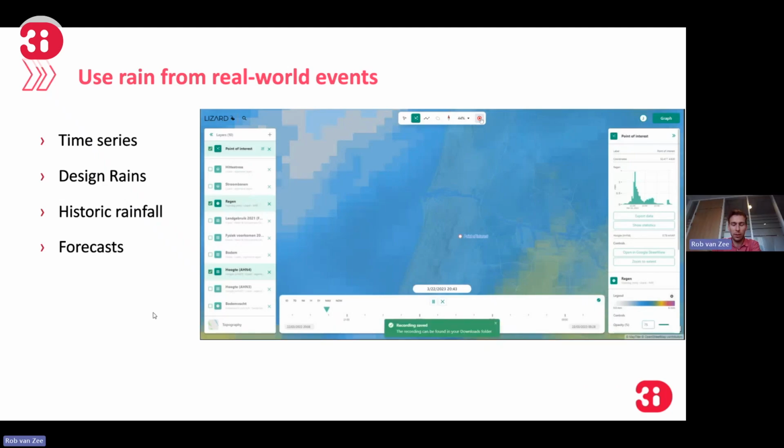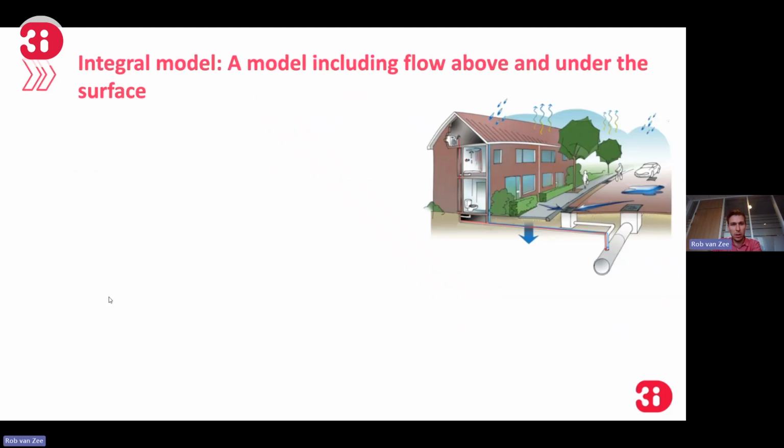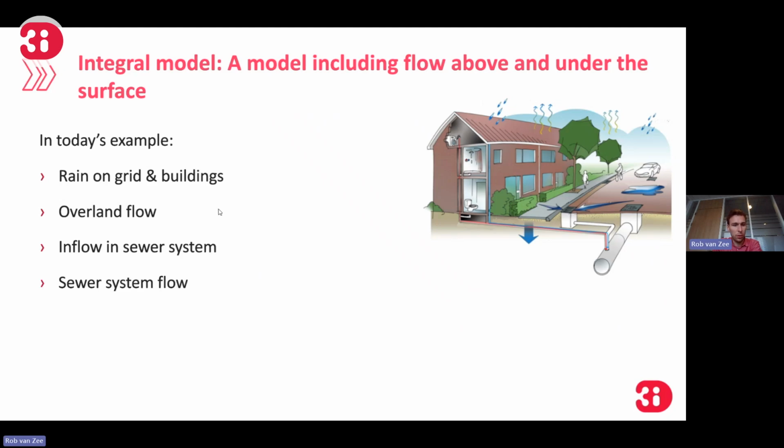I'm going to follow up with some more in-depth explanations about the 1D, 2D couplings. What are they? How are you going to use them? And what are the important settings to look at? So first of all, we're going to use an integral model for this explanation. There I'm going to explain a few terms, like, for example, rain on grid and rain on buildings. Eventually, I'm going to talk a little about overland flow, and that will eventually lead into inflow into the sewer system. And I'll also talk a little bit about flow through the sewage system, but that will all become more clear when we go into the actual 3DI model.